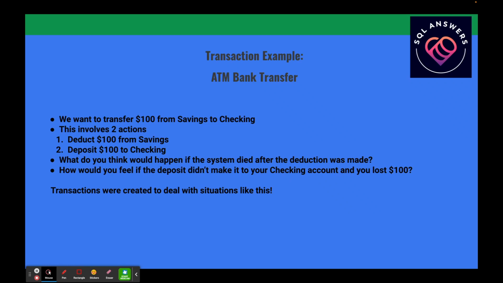That is the real life effect of not having transactions in place. If you didn't have a transaction in place and you deducted from savings and the system died at that point, it would not roll it back. And so you would basically lose that $100. Transactions were created to deal with situations exactly like this.